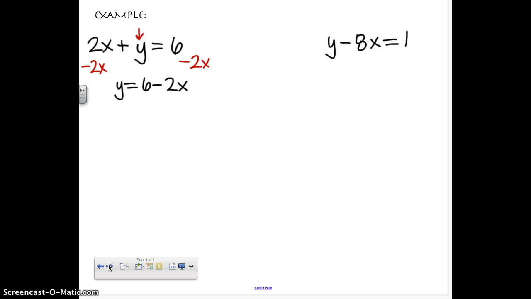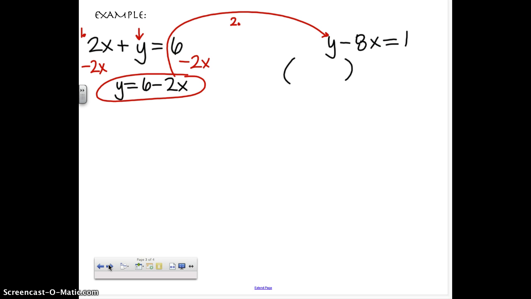Now this first equation says y equals. Substitute. So now I'm going to take my y right here, and I am going to substitute into the other equation where y was. So step 1 was solve. Step 2 is substitute. Okay? So I am going to replace y with 6 minus 2x. I am substituting. So solve, substitute. Then it's solve again.